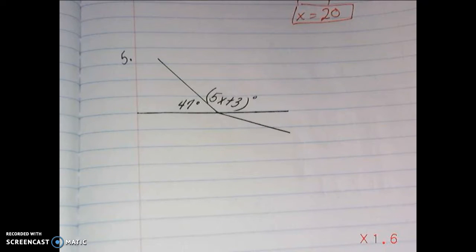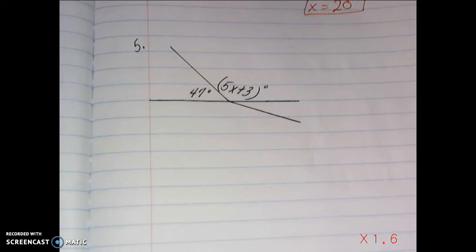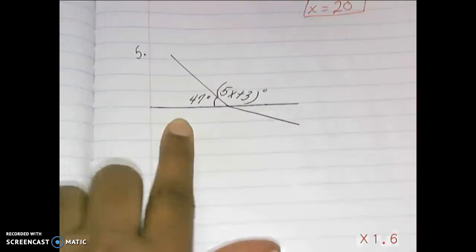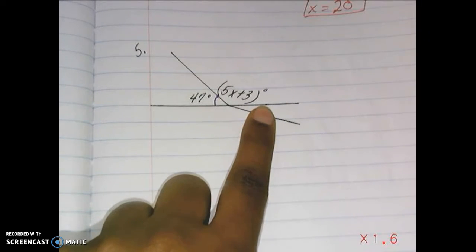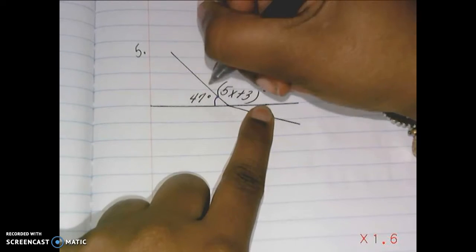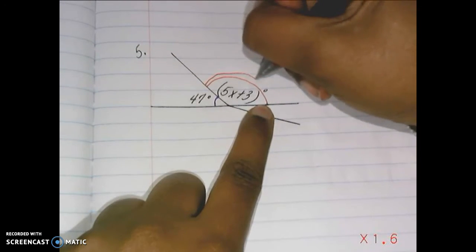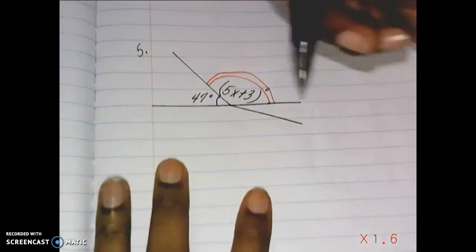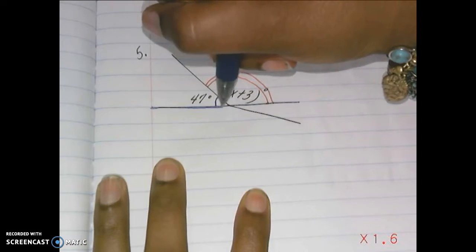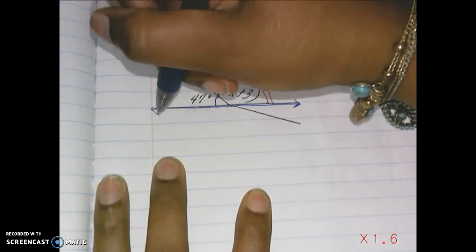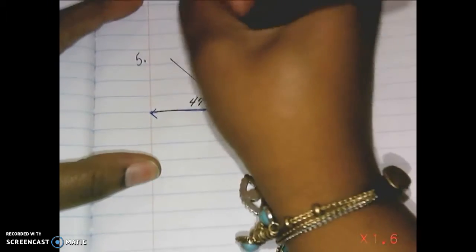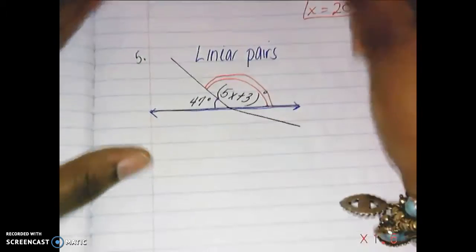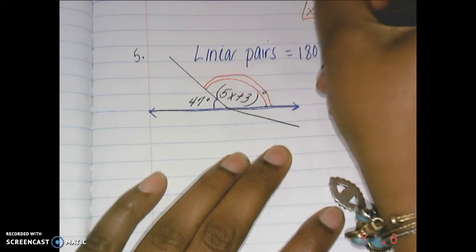Okay, so number 5. You got a picture of it right there. We got an angle over here, and it is 47 degrees. And then we have this much larger angle over here, and it is 5x plus 3. Those two angles happen to be sitting on a line, so we're going to say that these are a linear pair. Don't forget that linear pairs are supplementary, meaning that they should equal 180 degrees.